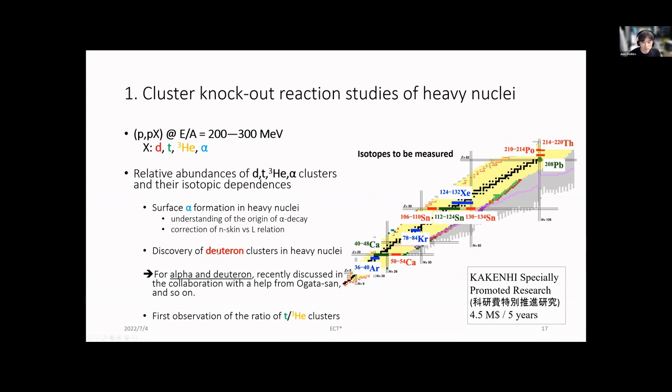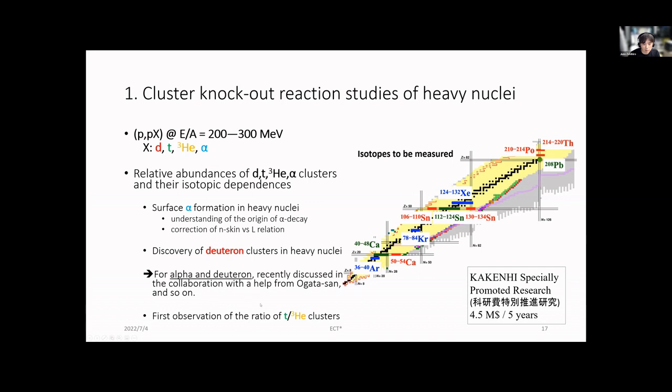It's a little bit difficult to understand the reaction mechanism itself in the case of deuterons, because it easily breaks up. But thanks to the recent theoretical reaction model progress, we can quantify the breakup process, and we hope we can extract such deuteron clustering in the nucleus.